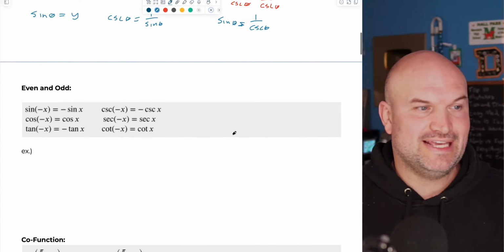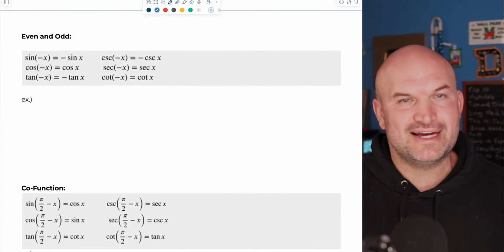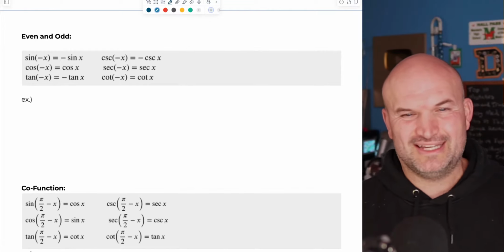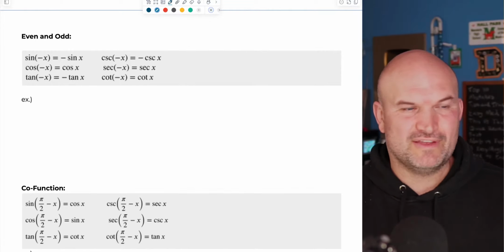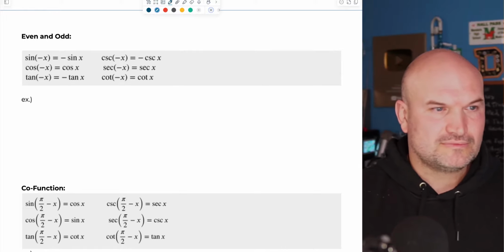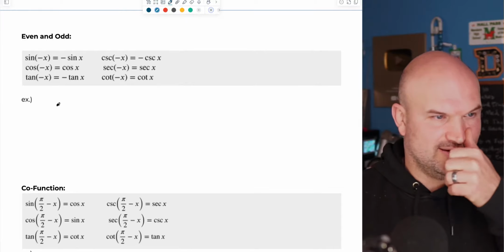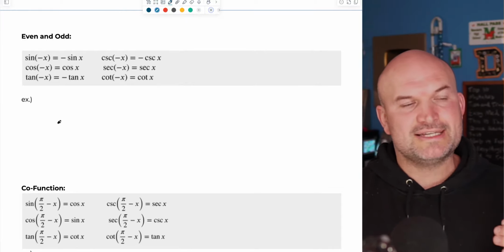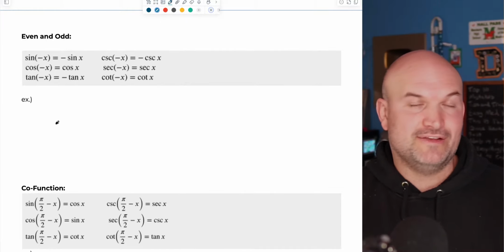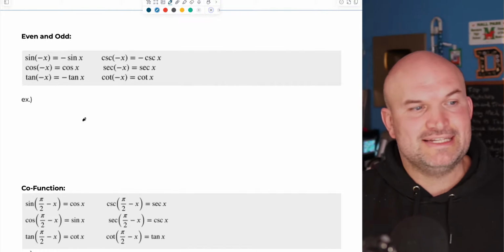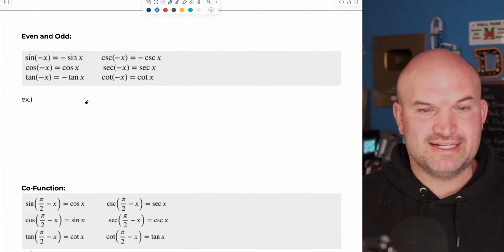Now, the next one is going to be even odd identities. A lot of times students get these even odd identities messed up. They forget, or they don't understand how they work. So I'm not going to go through all of them, but what I want to do is show you by looking at the graphs. And if you can remember what the graphs look like, in my opinion, it's a lot easier to remember these identities.